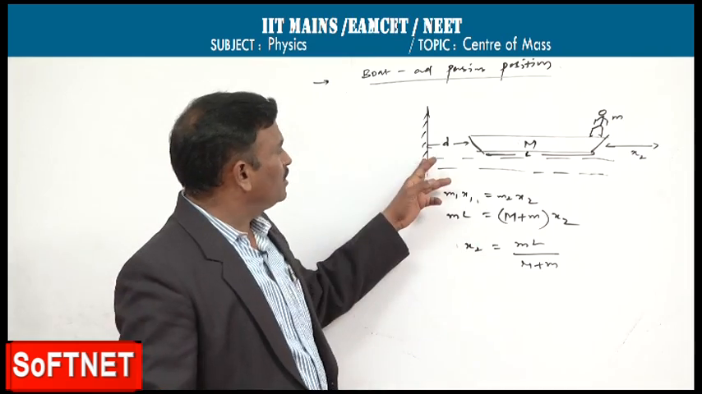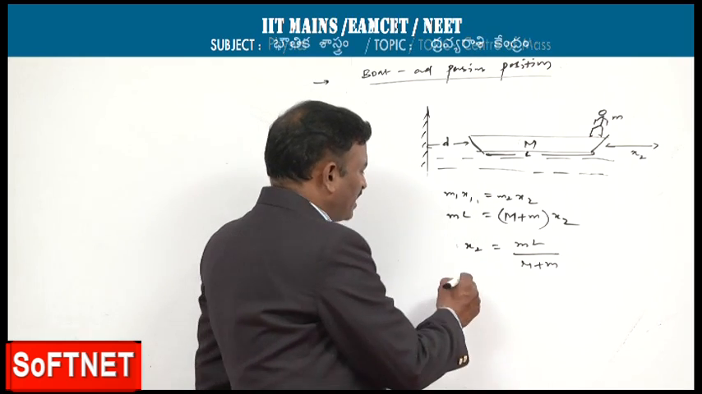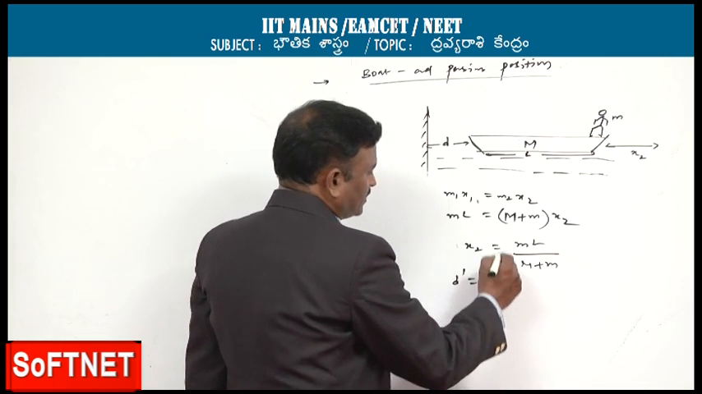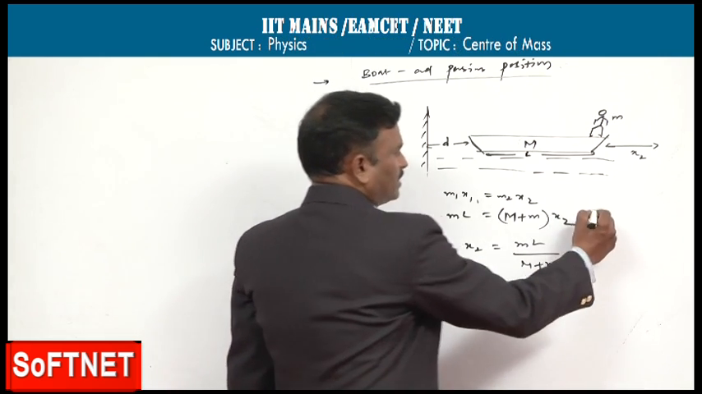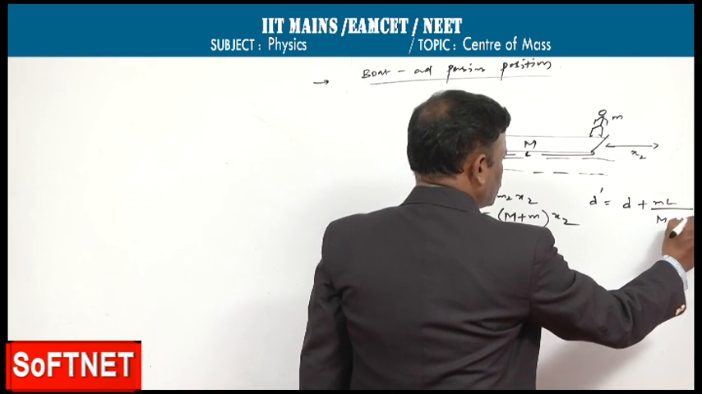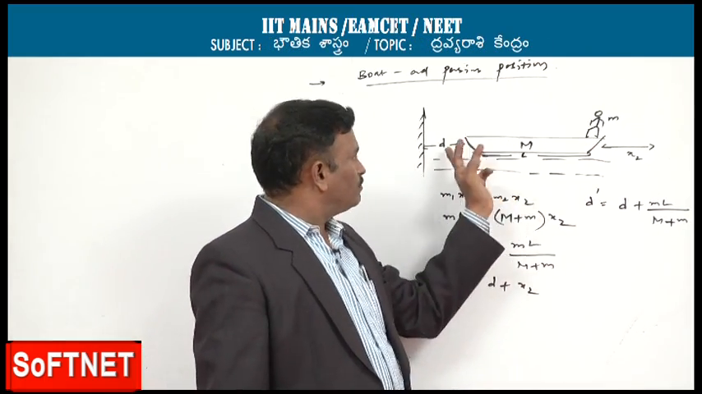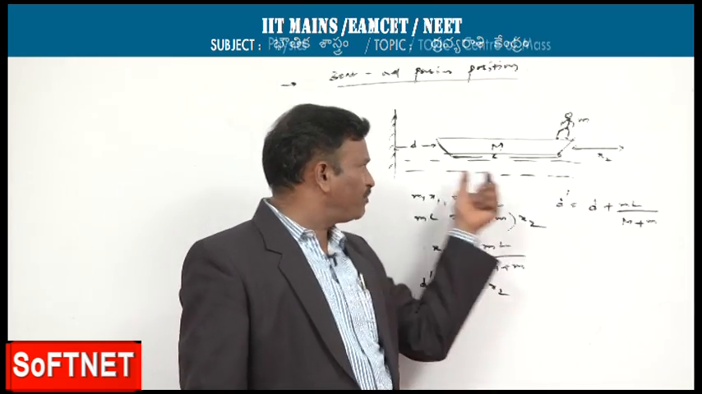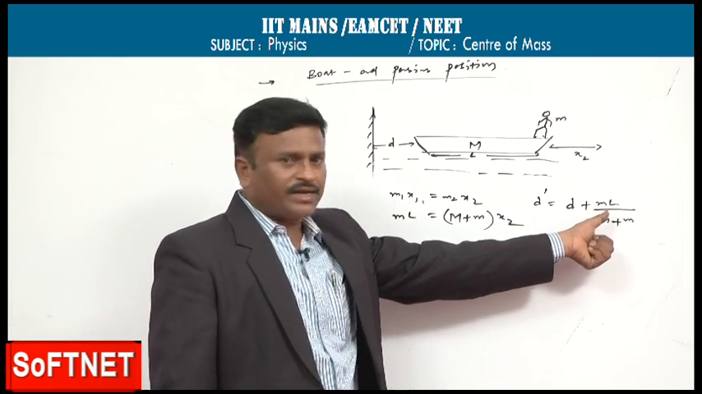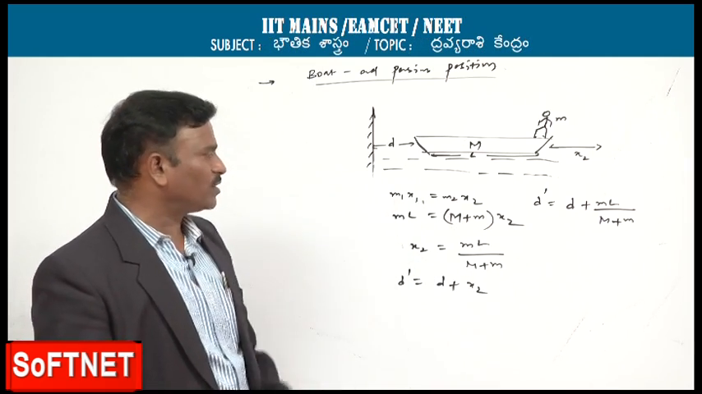Now, as the distance moved by the boat is x2 and the person is moving forward, the final distance of the boat, let us assume, will be d dash. d dash is nothing but d plus x2, that is d dash is equal to d plus mL by capital M plus small m. The final position of the boat: before that it was at d, and x2 distance it has moved, so it is d plus mL by capital M plus small m. This is the final position of the boat from the shore.